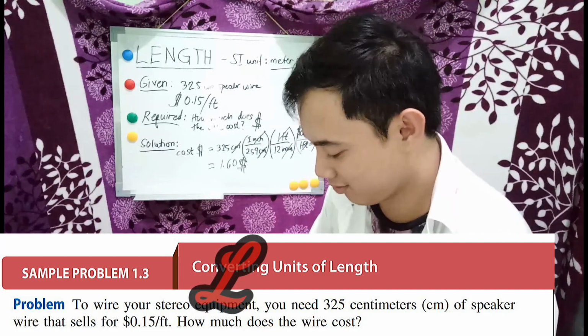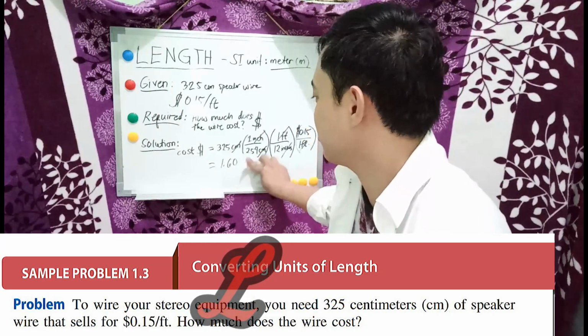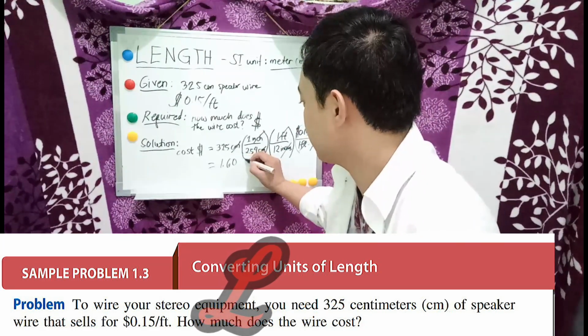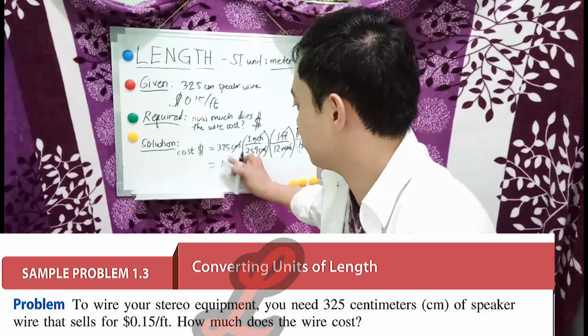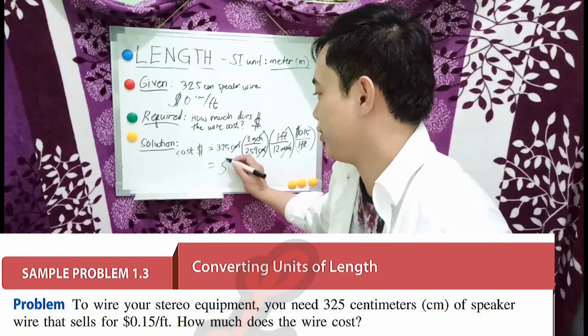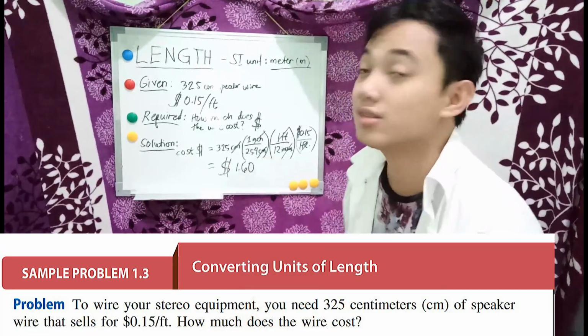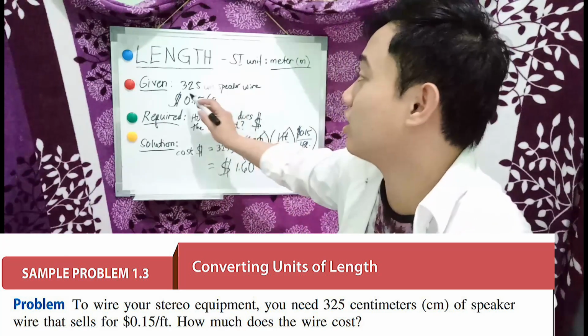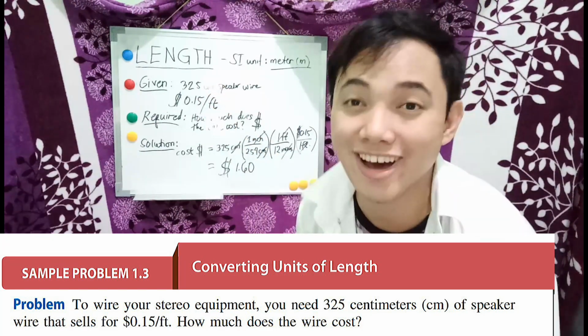Very good. So, while doing the calculation, so yung sagot is $1.60. Meaning, in 325 centimeter, ang cost niya is $1.60.